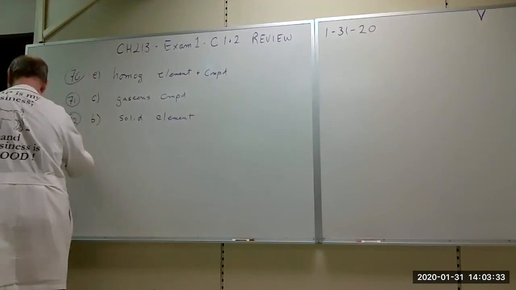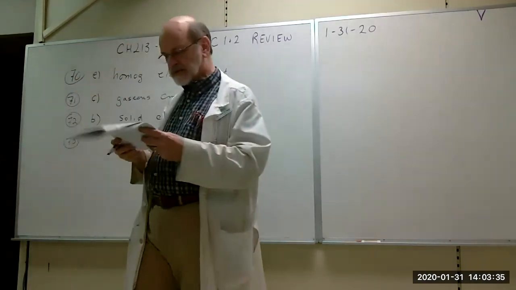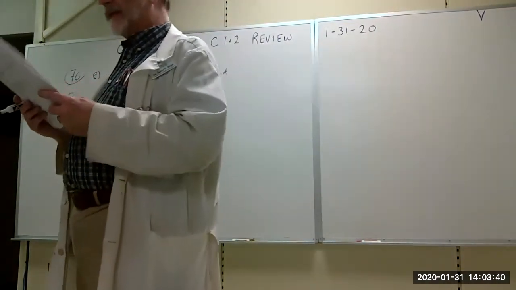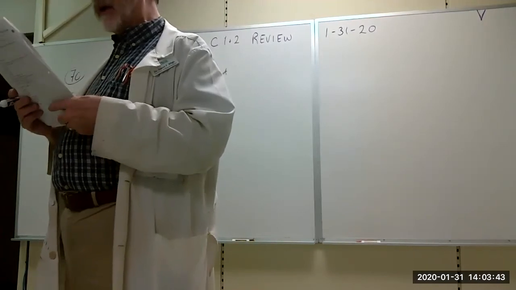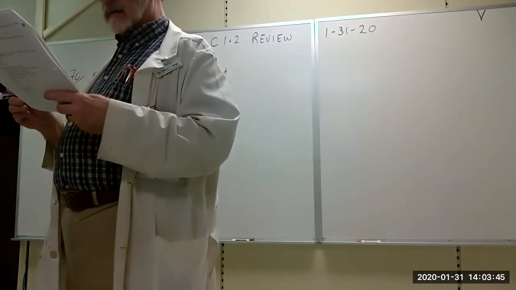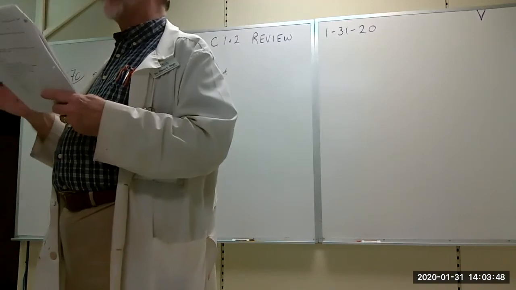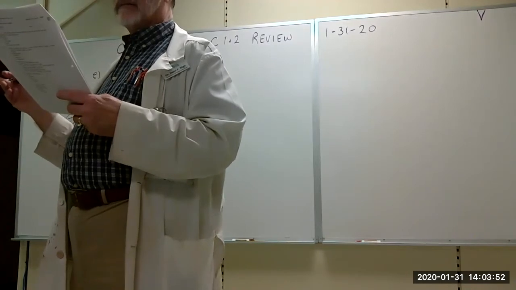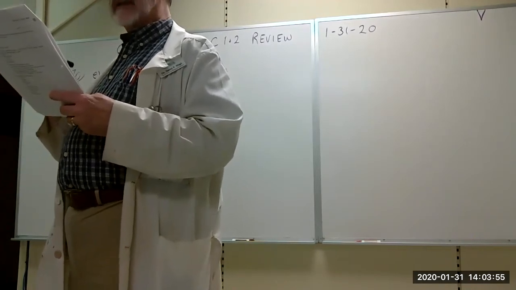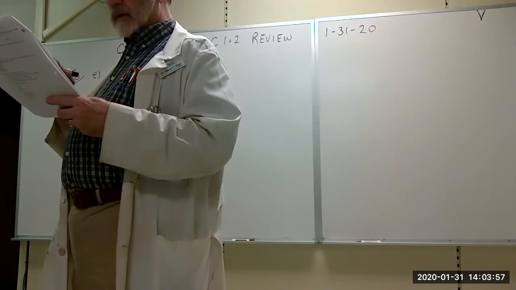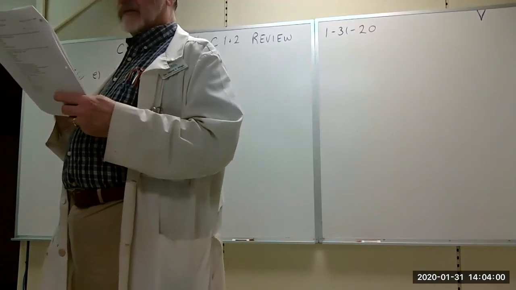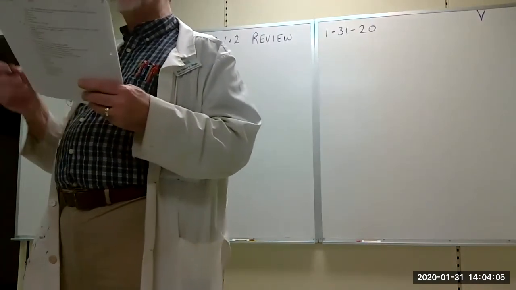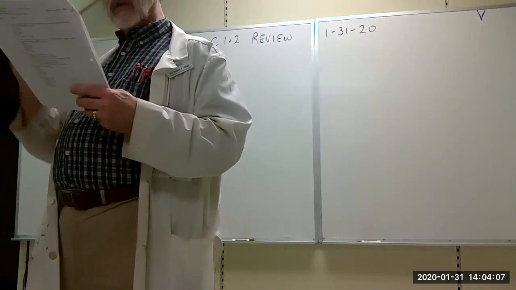73. Which best represents a heterogeneous mixture of two elements? Okay, so we need to throw out anything that's got compounds in it. So we throw out E, we throw out C. So it's either A, B, or D. And then we look for mixture, right? B is not a mixture. It's got only one shaded circle in it. So it's either A or D.